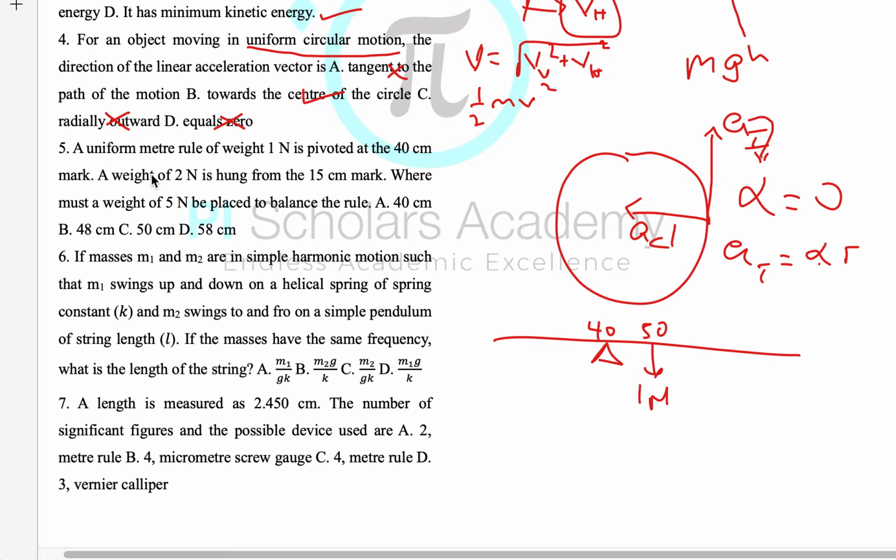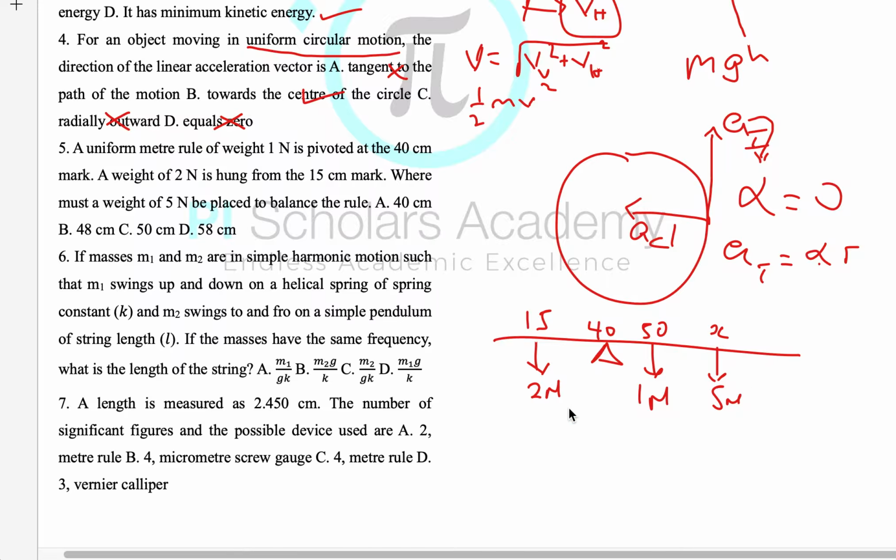Then a weight of 2 newton is hung at the 15 centimeter mark. So a weight of 2 newton is hung here. Where must a weight of 5 newton be placed to balance the rule? Now, in this case, there are so many ways you can actually do it. You can decide to place your 5 newton anywhere on the meter rule and just make some assumption. Then you will see, you will still get the same result. So let's say I'm putting the 5 newton here, and let me make this place x.